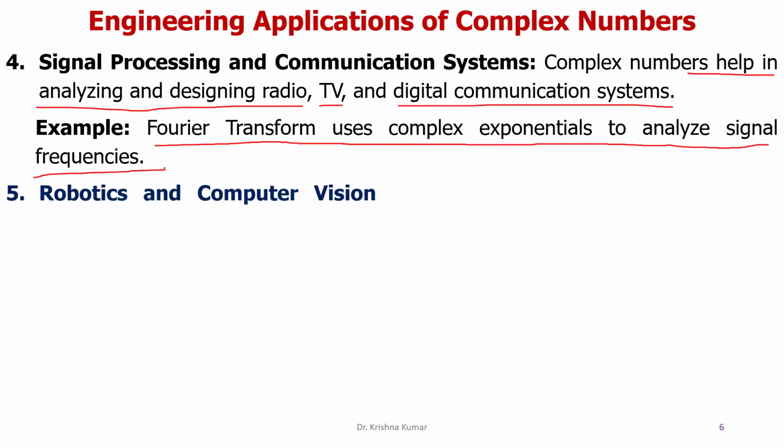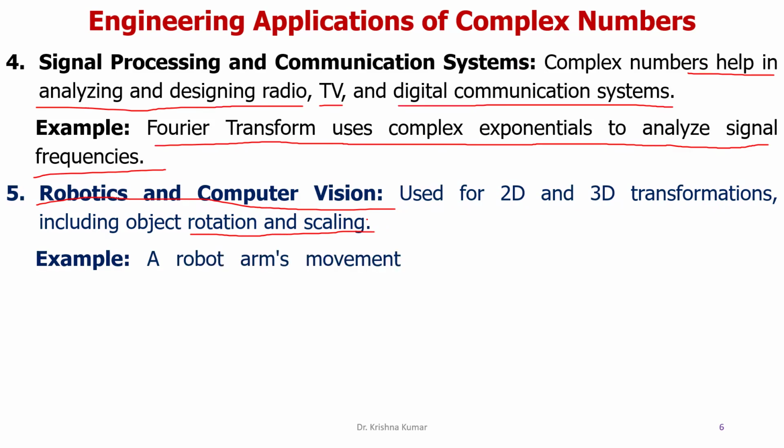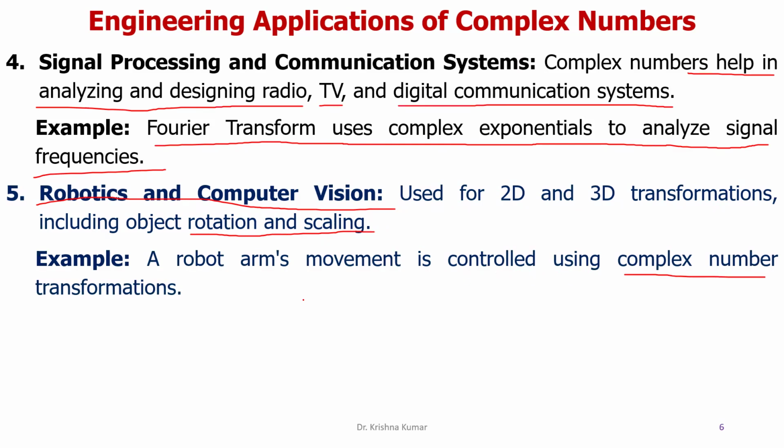The fifth application is in robotics and computer vision. So complex numbers are used for 2D and 3D transformations, including object rotation and scaling. For example, a robot arm's movement is controlled using complex number transformations.